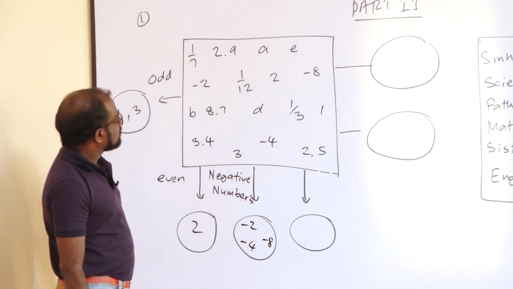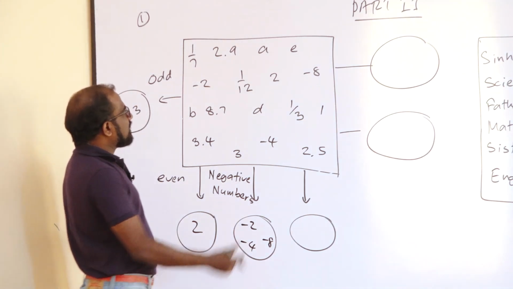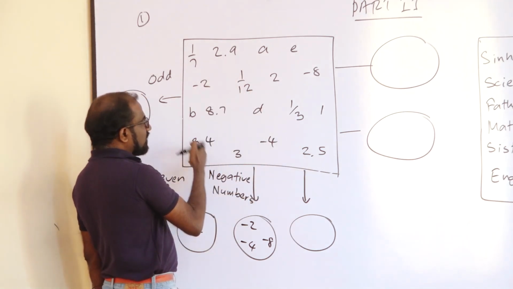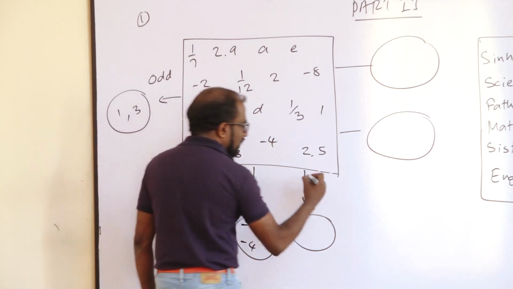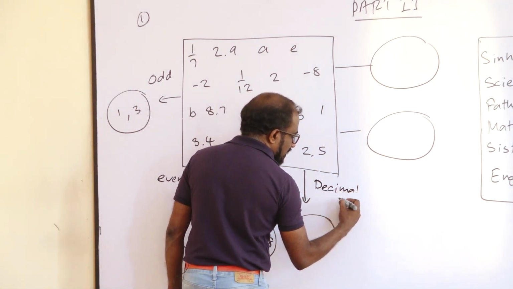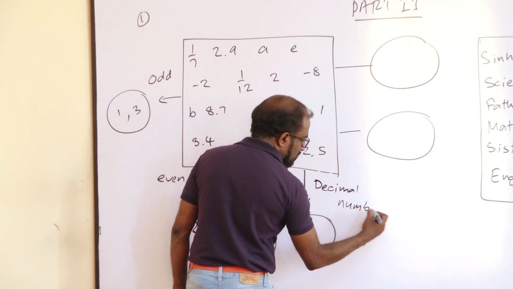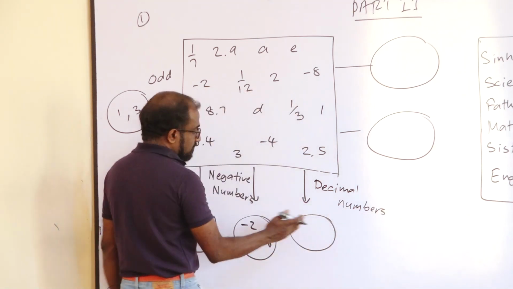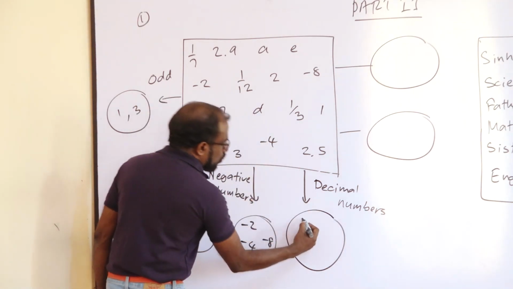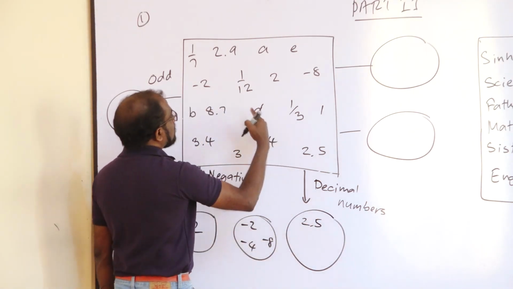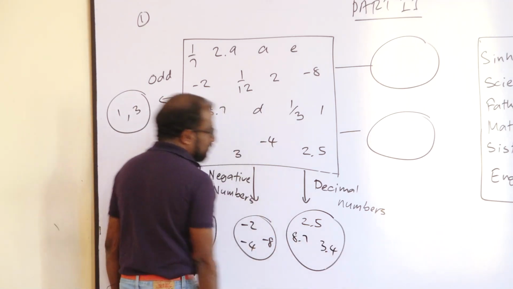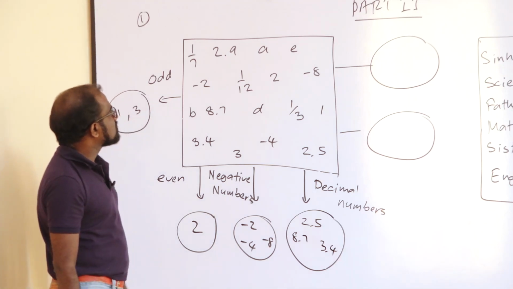What else do you remember? Decimal numbers are here. 2.5, 2.9, 8.7, 3.4. These are called decimal numbers. What are the decimal numbers here? Write them: 2.5, 2.9, 8.7, 3.4 are the decimal numbers.